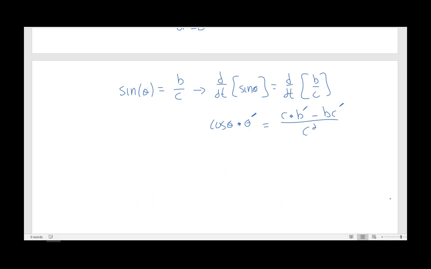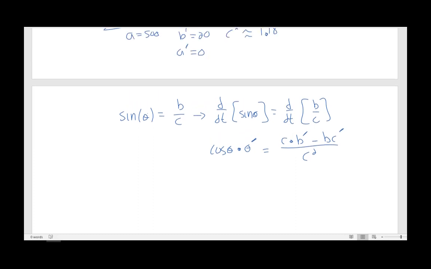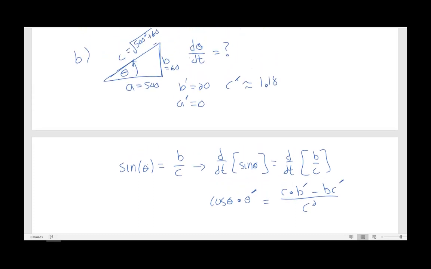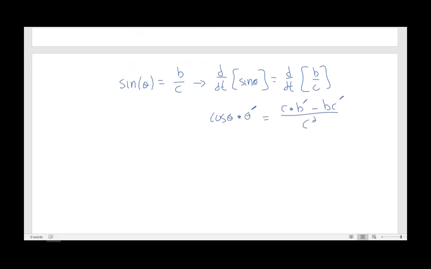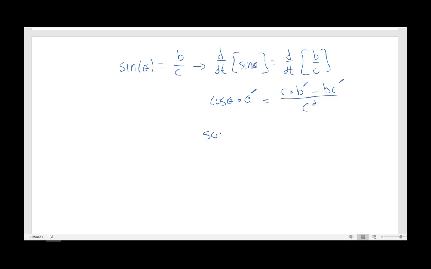Now if we scroll back up to our triangle here, what is the cosine of theta? Well, the cosine of angle theta here is adjacent over hypotenuse. So cosine of theta is 500 over the square root of 500 squared plus 60 squared, whatever that number is, times theta prime. Right? And then we have c.